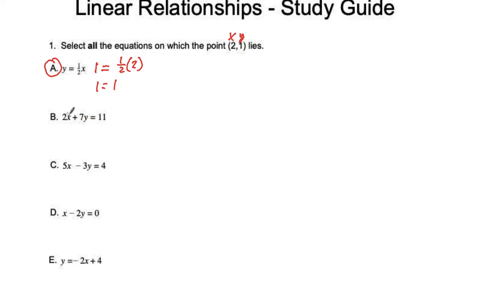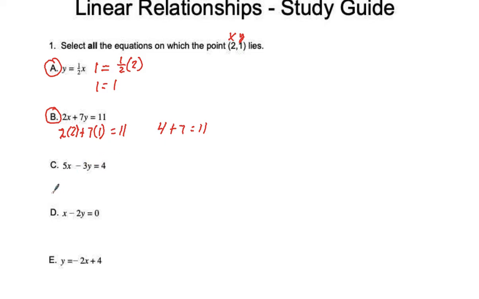We'll just do the same thing all the way down. We'll put the 2 in for x and the 1 in for y. So I'm going to do 2 times 2 plus 7 times 1 equals 11. 2 times 2 is 4, plus 7 times 1 is 7, equals 11. And guess what? 4 plus 7 equals 11. That's true. So we'll circle this one.